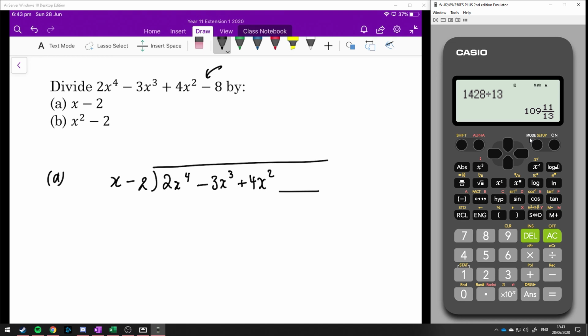So we're going to leave a gap. We don't actually have to put a line there, but we're just going to leave that gap, and then we're going to add the minus 8 on the end. Like this.